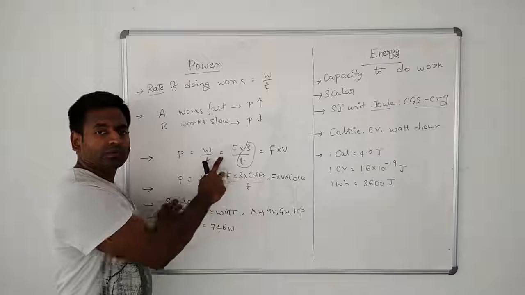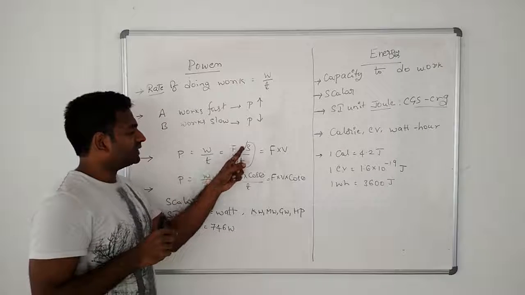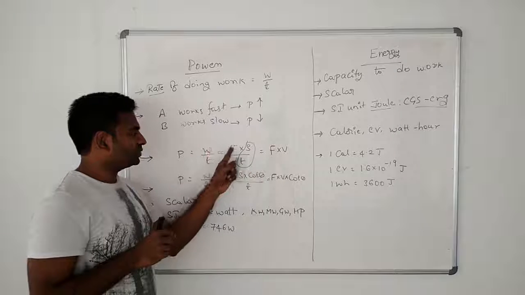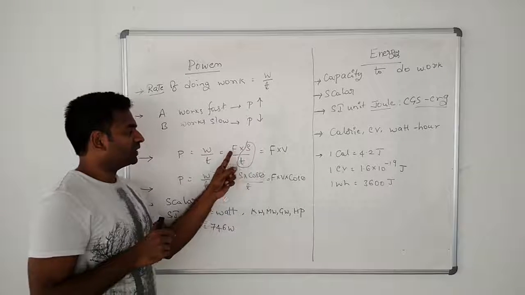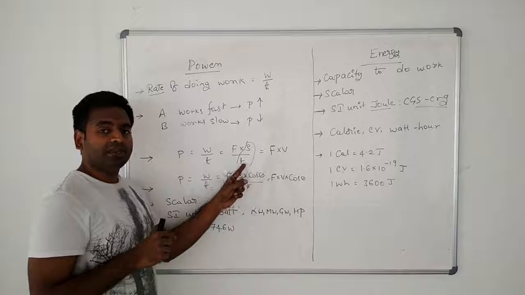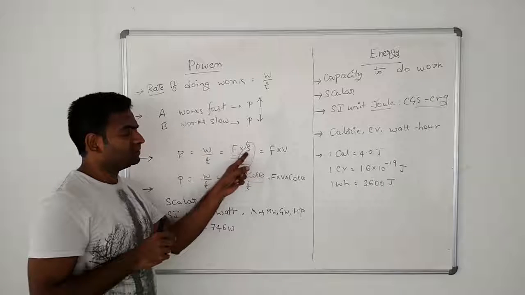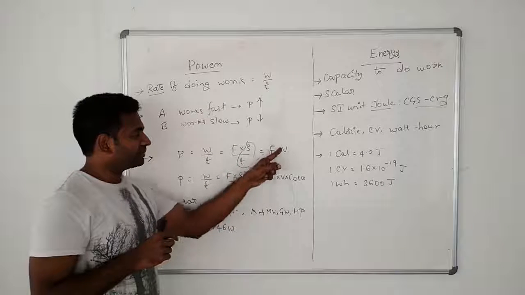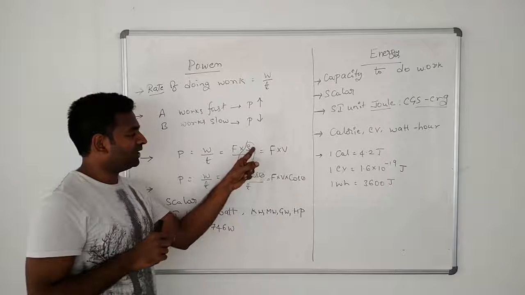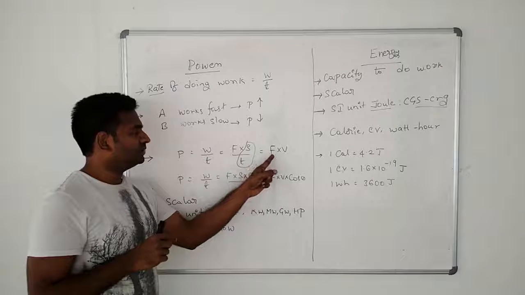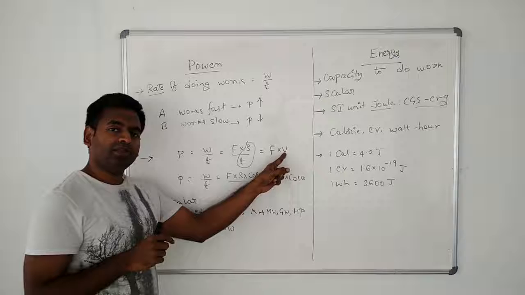We already know from the definition of the work, work is equal to force multiplied by distance. Then substitute work is equal to F into S. So power is equal to F into S divided by T. But if you have observed, distance divided by time is nothing but the velocity. So we will substitute velocity here in place of S by T. That is, power is equal to force multiplied by velocity.